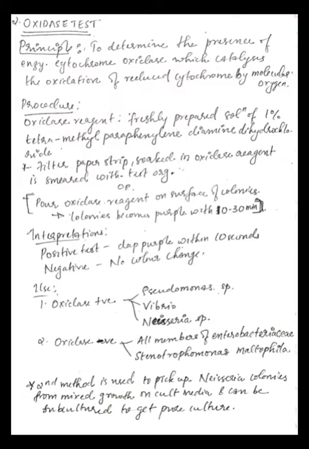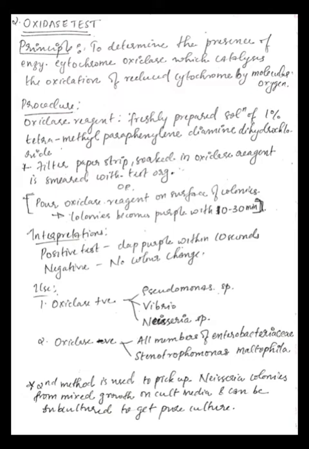This method is mainly used to pick up Neisseria colonies from mixed growth on culture media, and they can be subcultured to get the pure culture. The oxidase positive bacteria are Pseudomonas species, Vibrio, and Neisseria species.